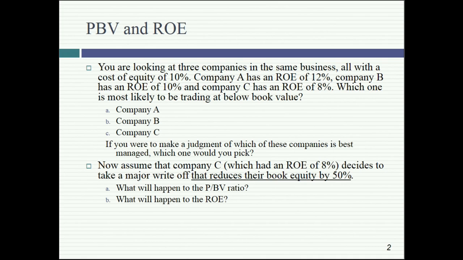That's in fact what we're going to do. Today we're going to link up price to book ratios to that spread that you earn over the cost of equity. I'm going to show that if your company earns exactly its cost of equity, return on equity is equal to cost of equity, the price to book ratio should be close to one. You're trading at book value. If you earn less than your cost of equity, you're going to trade at a discount on book value.